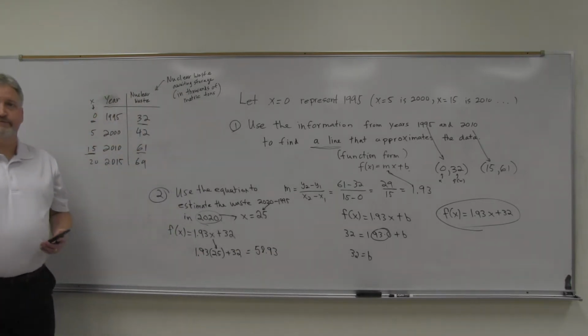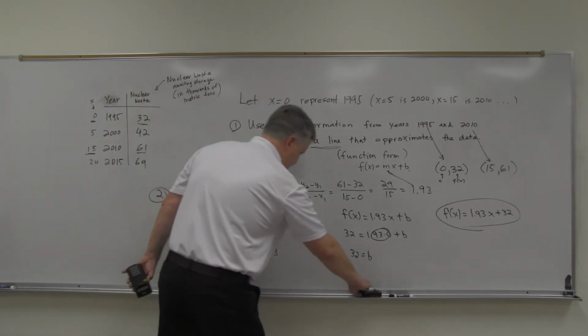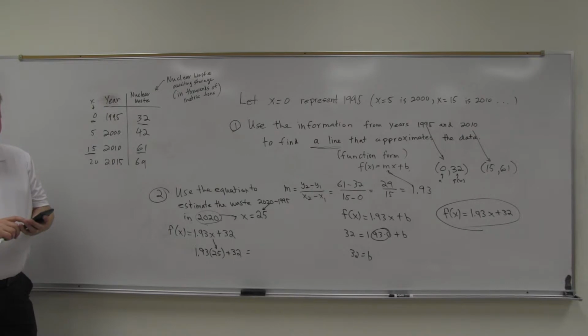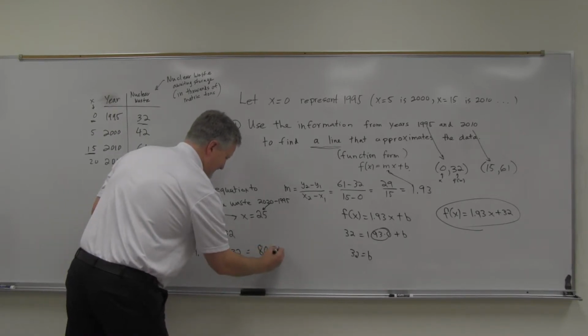Anybody else get something like that? I got a different answer. I got 80.25. Oh yeah, that's what I got. I was just checking. We tried again. I may have punched in something wrong. 1.93 times 25 plus 32. 80.25? Yeah. Okay. I don't know what I punched in the first time. You know how it goes.